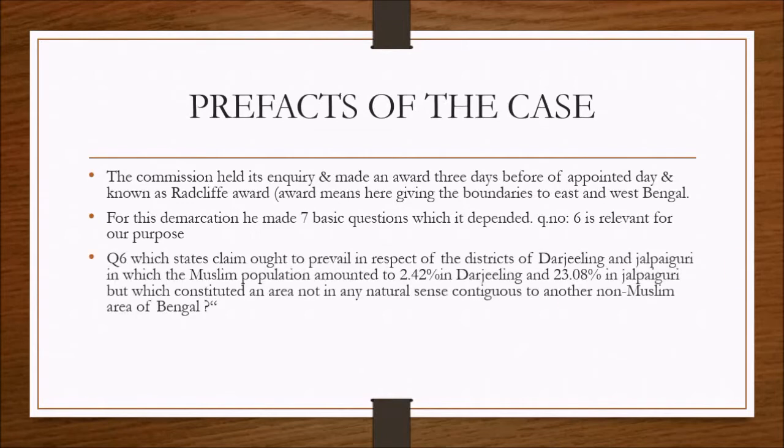Question number 6 states: claim ought to prevail in respect of the districts of Darjeeling and Jalpaiguri, in which the Muslim population amounted to 2.42% of the whole in the case of Darjeeling and 23.08% of the whole in the case of Jalpaiguri, but which constituted an area not in any natural sense contiguous to another Muslim area of Bengal. It means some areas in this border issue had to be divided. The areas of Darjeeling and Jalpaiguri are not related to any Muslim area according to their traditions or culture.